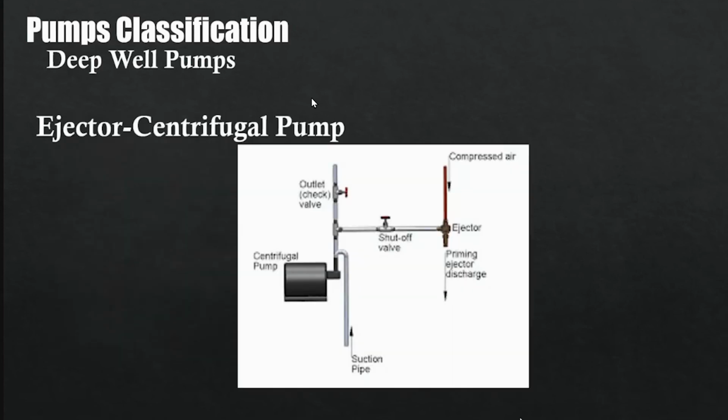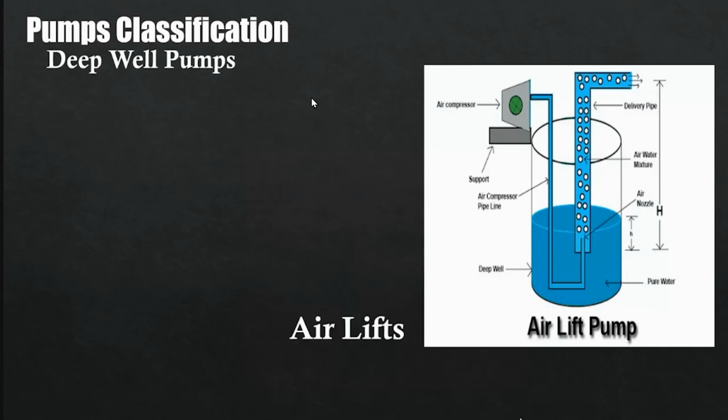Next is the ejector centrifugal pump, a type of deep well pump that has come into wide use for small capacities. It combines a single stage centrifugal pump at the top of the well and an ejector or jet located down in the water. The last one is the air lifts. Another way of pumping wells is by air lifts, with compressed air being admitted to the well to lift water to the surface. For successful operation of the system, the discharge pipe must have its lower end submerged in the well water.